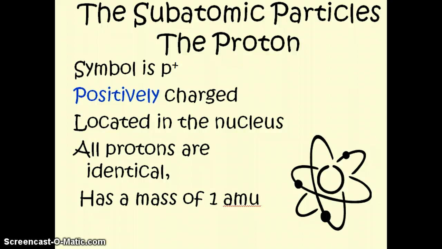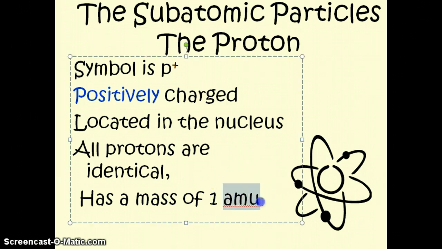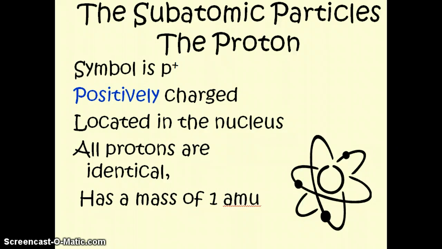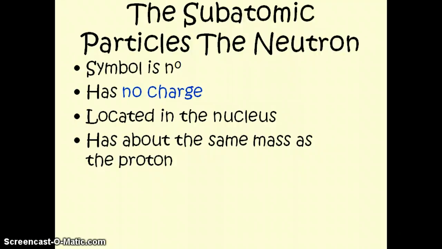The proton has a mass, and this is a unit that you need to be familiar with. This mass is called an atomic mass unit. So it's also referred to as an AMU if you are abbreviating it. So the mass of one atomic mass unit is the weight of one proton. So when we talk about AMUs, you're talking about how big a proton really is.